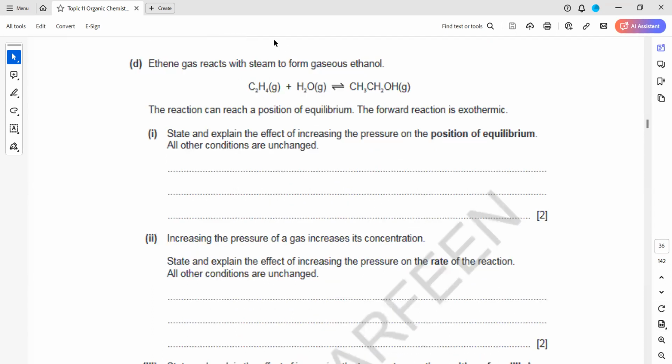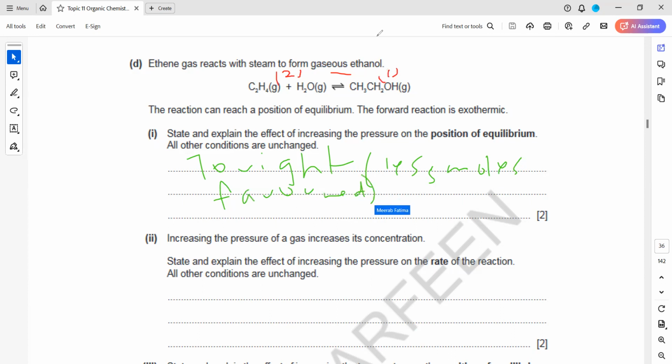Ethene gas reacts with steam to form gaseous ethanol. The reaction can reach equilibrium. The forward reaction is exothermic. State and explain the effect of increasing the pressure. When we check the moles of gas here, in total we have 2 moles of gas on one side and 1 mole of gas on the other. So when we increase the pressure, equilibrium will shift towards the right-hand side because it favors the side with fewer moles.